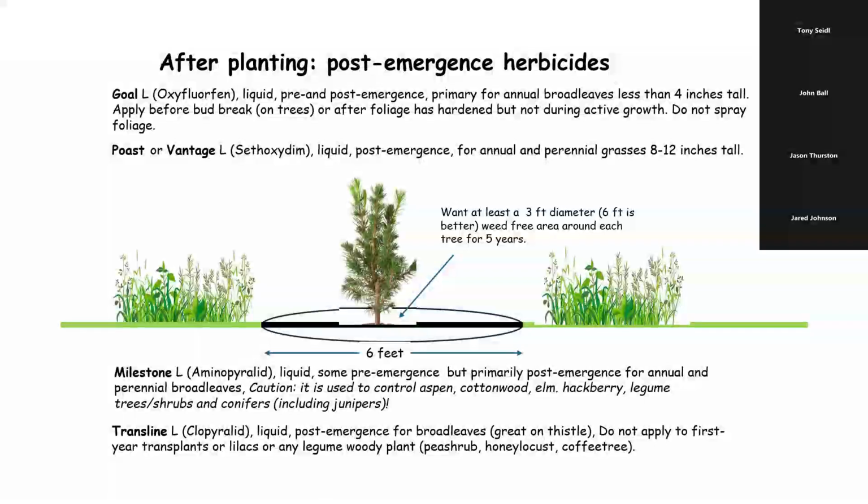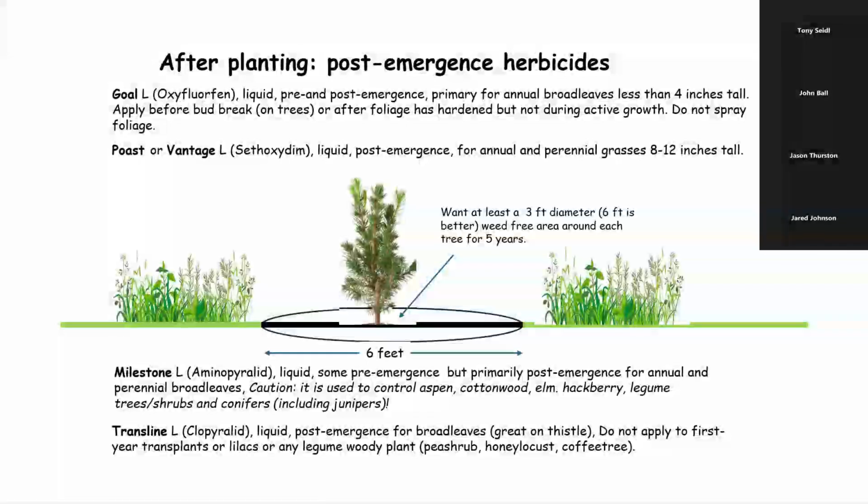Transline, same thing. Great on thistle, good pre-emergence or post-emergence for broadleafs. Don't apply to first-year transplants. So you always got to see if it's something that I can put down that first year. Usually the fall, the first year, you can probably get away with it. Certainly the second year. But lilacs, that'll hammer a lilac or any legume woody plant, particularly any legume. So pea shrub, honey locust, coffee tree.